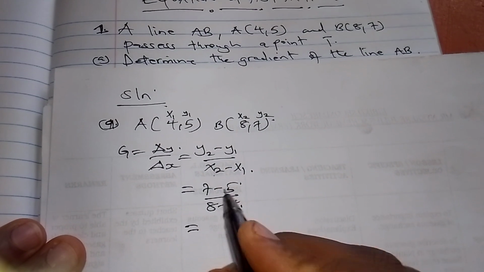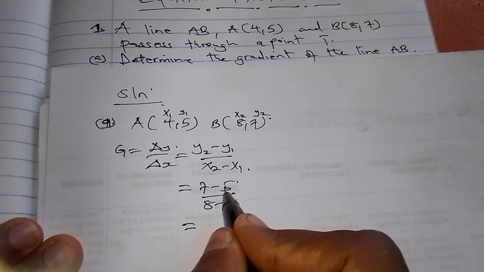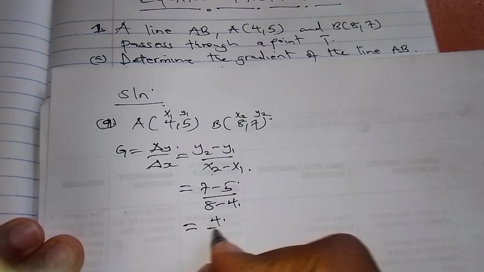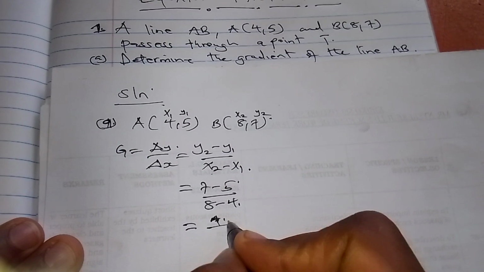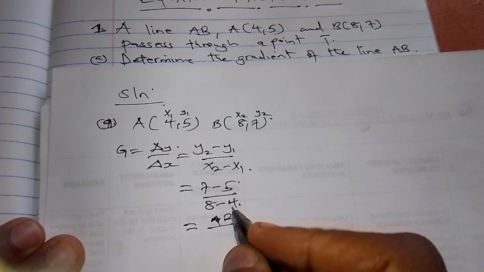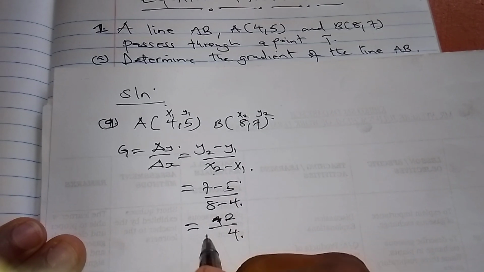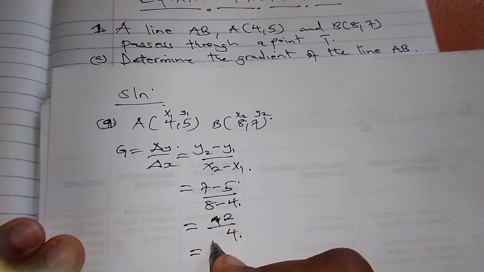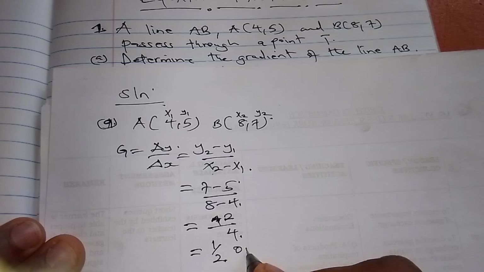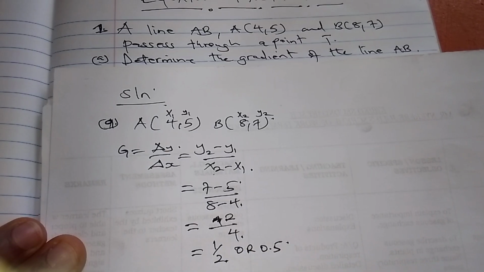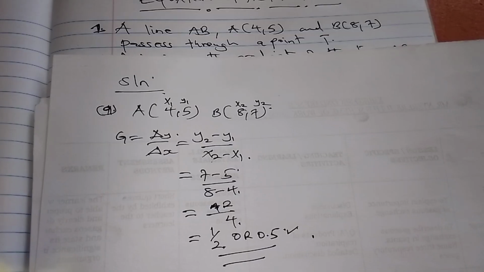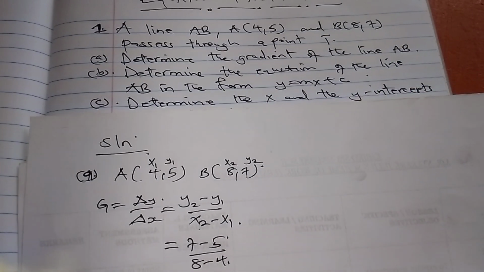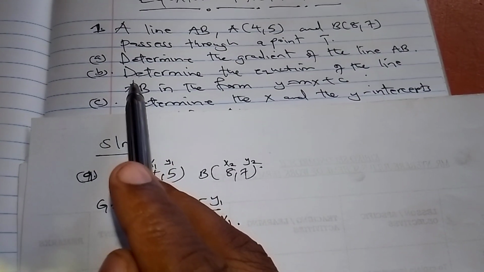So that you have 7 minus 5, and 7 minus 5 is 2. Sorry. This is 2. And then 8 minus 4 is 4. What do we have? We have a half, or 0.5, as the gradient. So you have the first one. Then now let us go to the second question.